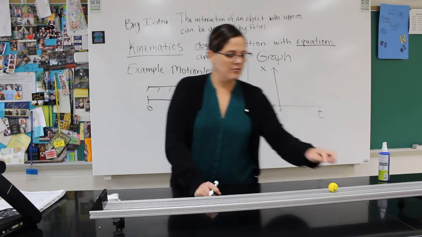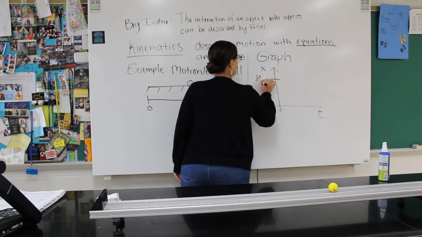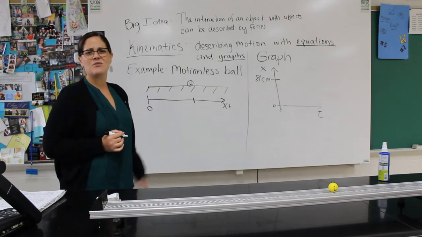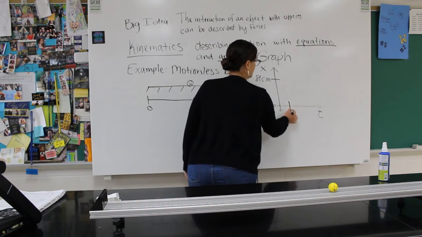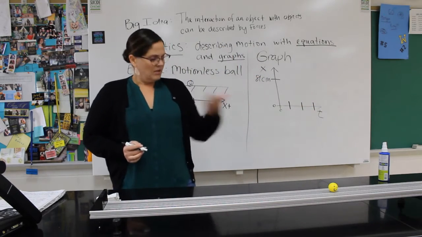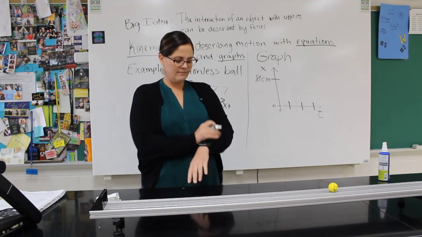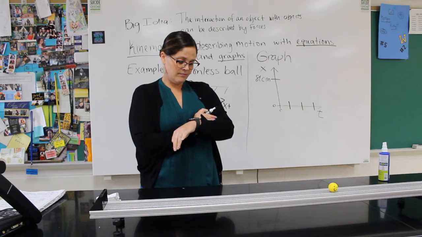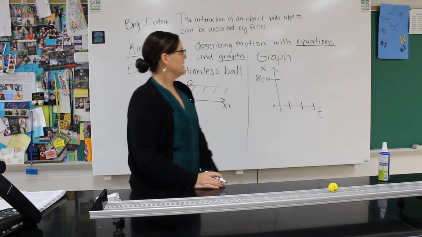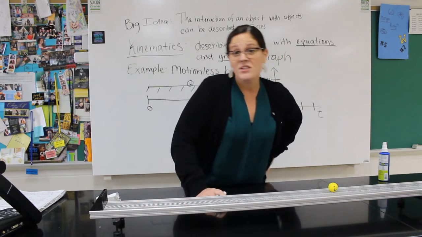Well, again, like I said, if we look, she's at 81 centimeters. So we're going to mark 81 centimeters on our graph. Well, what happens over time? Let's take a look. If we were to mark time 1, time 2, time 3, well, let's check. Oh, she's at 81 centimeters. Oh, she's still at 81 centimeters. Oh, yep, still at 81 centimeters.